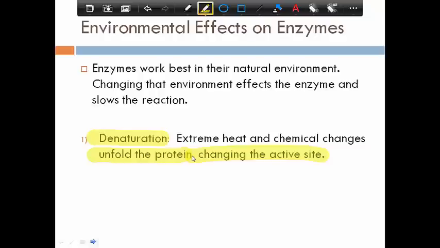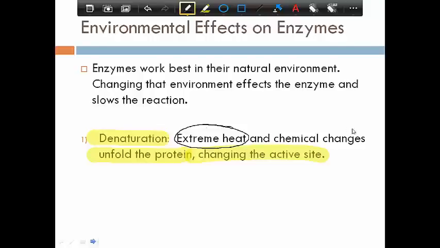The things that can make this happen are either extreme heat, so getting the enzyme really, really hot. For example, in your body during a fever. That's one example of why you don't want to run a really high temperature, because some of your enzymes, which help the chemical reactions happen in your cells, will fall apart, basically, if you have too high a temperature, and they won't be able to do what they do anymore.